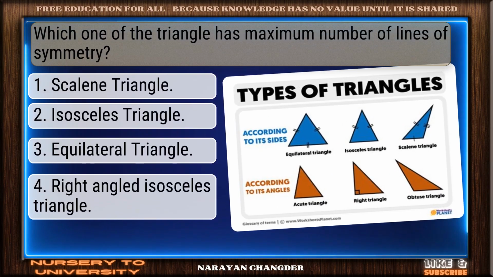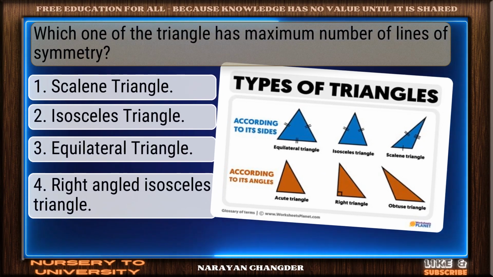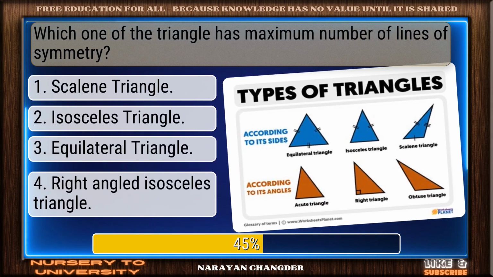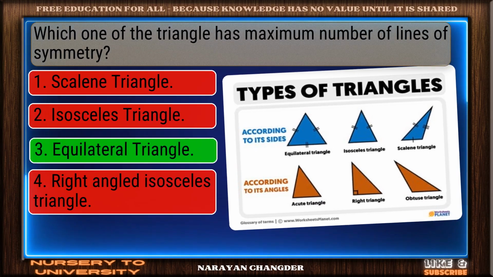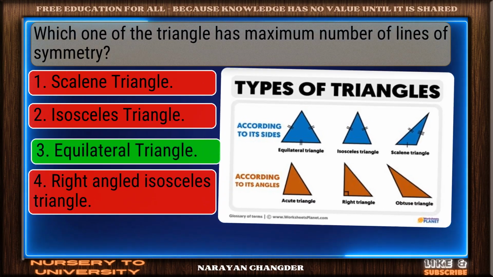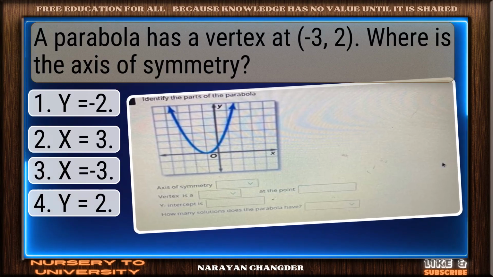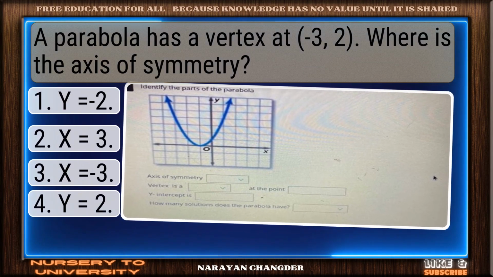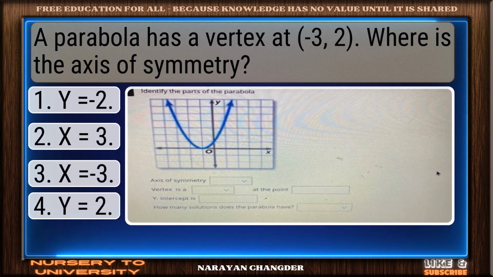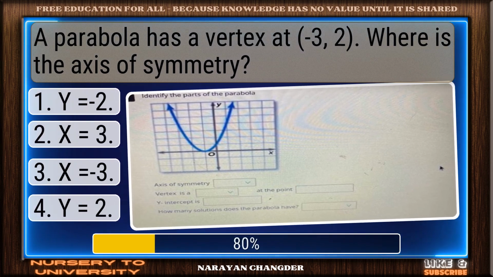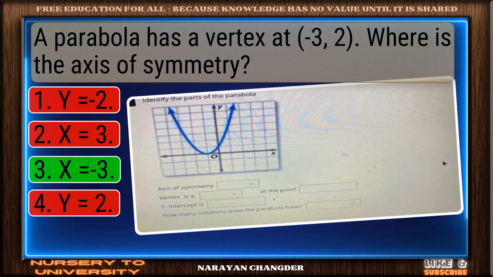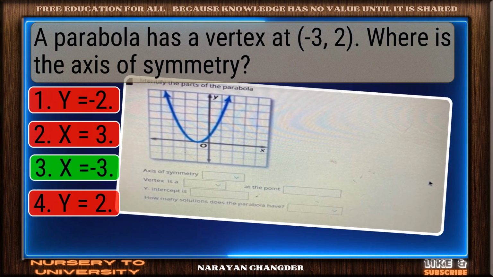Which one of the triangles has the maximum number of lines of symmetry? Well done. Equilateral triangle is the right choice. A parabola has a vertex at. Where is the axis of symmetry? Bravo. x equals 3 is the answer.